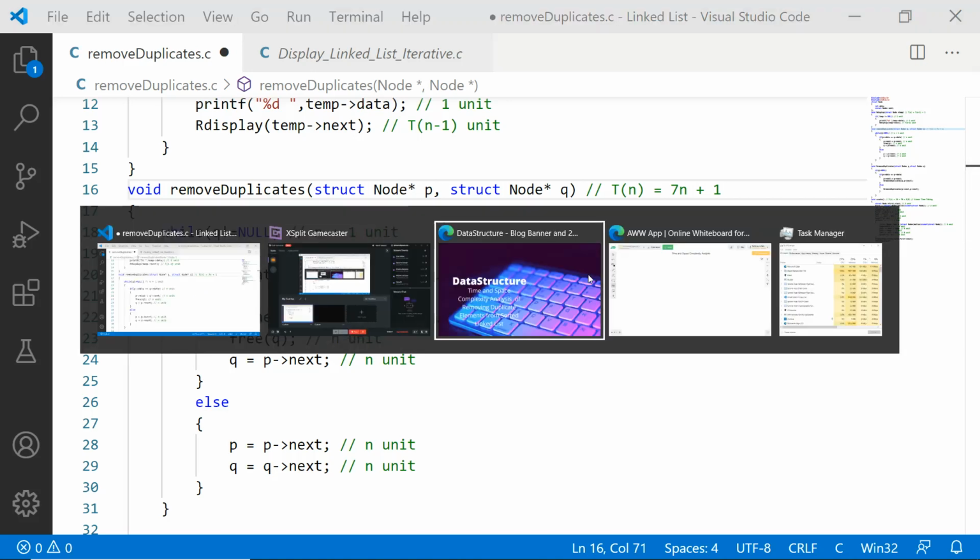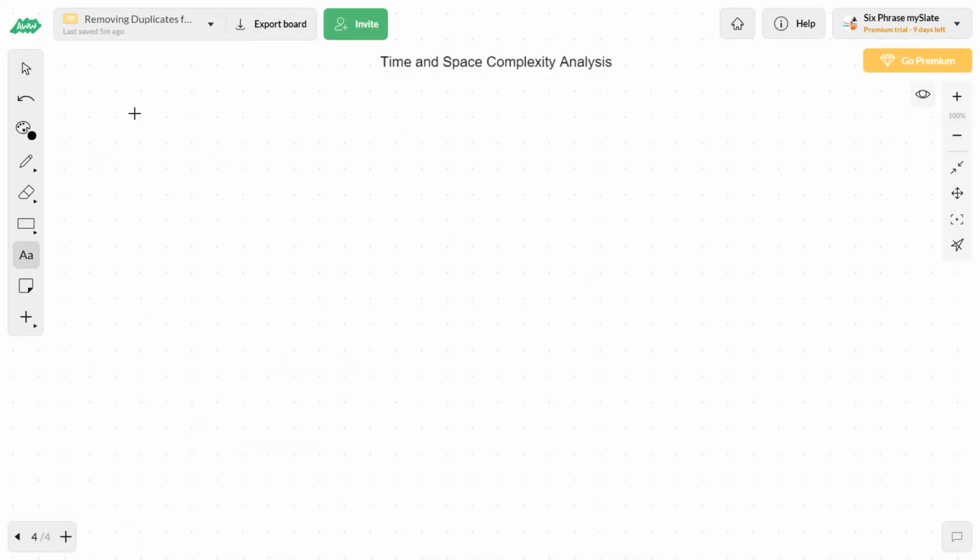So the time complexity of the iterative approach, we'll take it here. The time complexity of the iterative approach is clearly order of n, because it is a linear equation having only one polynomial variable with highest degree 1. So the time complexity of the iterative approach is order of n.